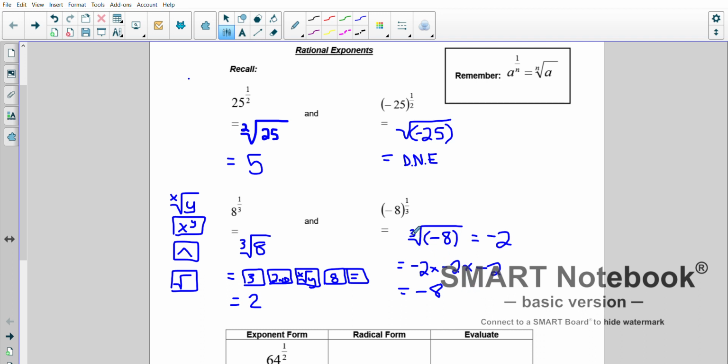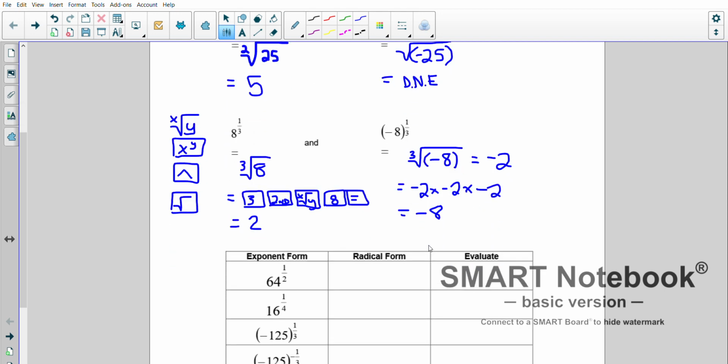So if this is an even number, 2, 4, 6, you will not be able to take the root of a negative number. But if it's an odd number, 3, 5, 7, etc., you will be able to.